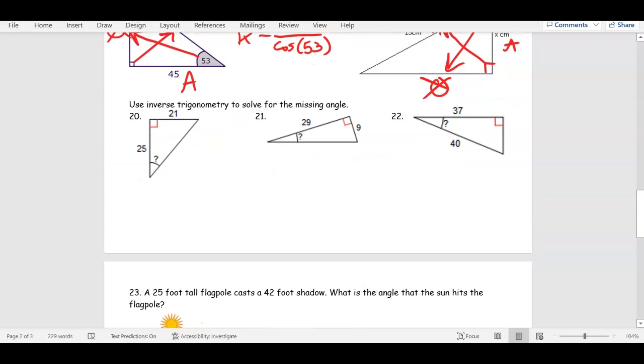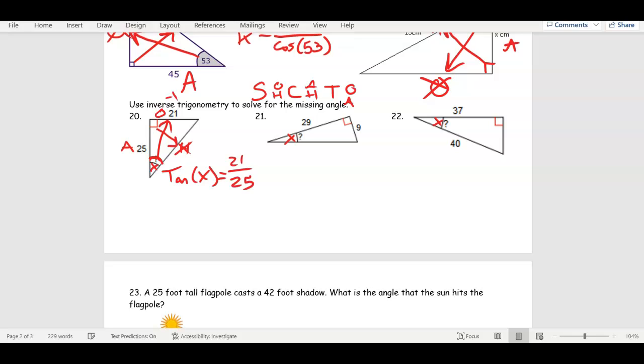All right. Now here's some inverse trig. So when inverse trig, use a little -1. So starting here, we'll call this x. Each of these you can call x. They're missing an angle. So you got O, H, A. H is missing. So we have to remember SOHCAHTOA. OA is TOA, so tan x equals O over A, 21 over 25.